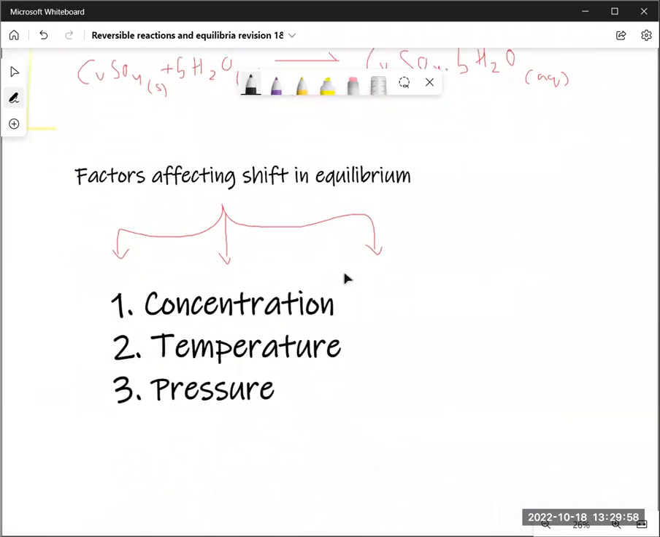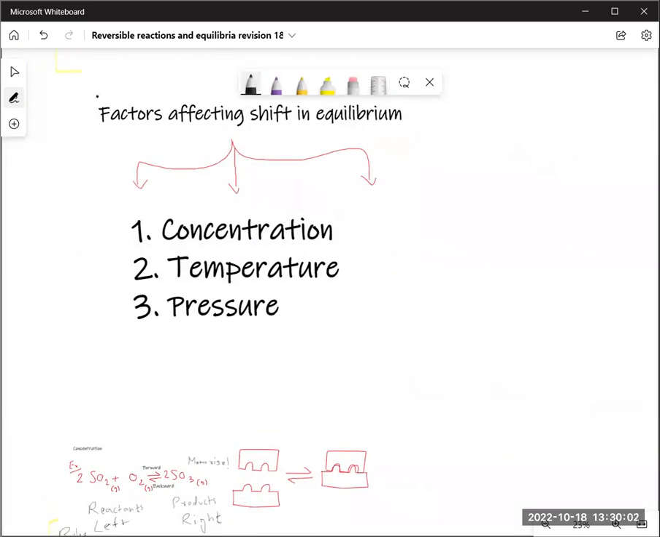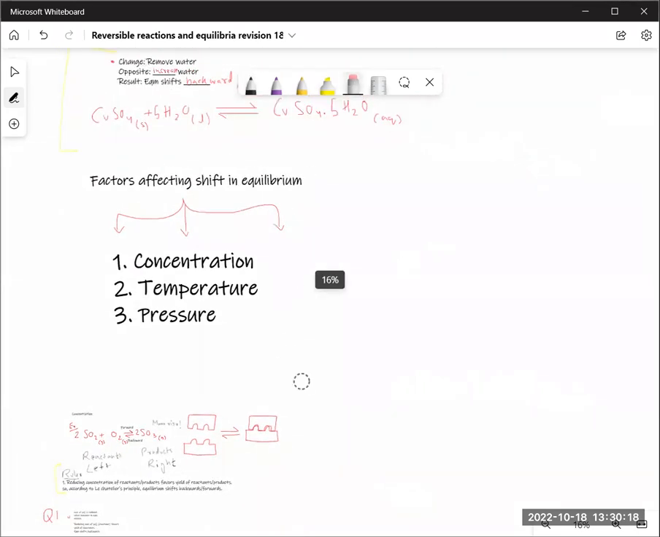Now we looked at the factors affecting shift in equilibrium. The 3 factors are, Anas, read from here. The 3 factors that affect shifting in equilibrium are concentration, temperature, and pressure. Fine. Now, next thing.